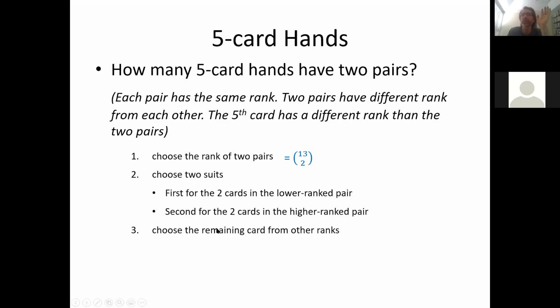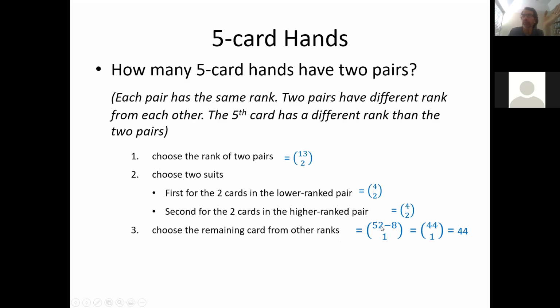And then choose the remaining cards. So I will choose this set unordered. Doesn't matter which one was chosen first and second. But then once I do it, I will still have a notion of an order between them, but it will not be about which one was chosen first, but which one is lower rank, because I need this process and this process to be well defined. And each of them is just 4 choose 2.